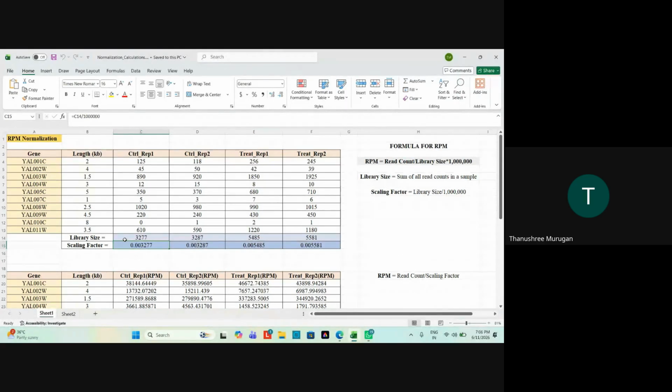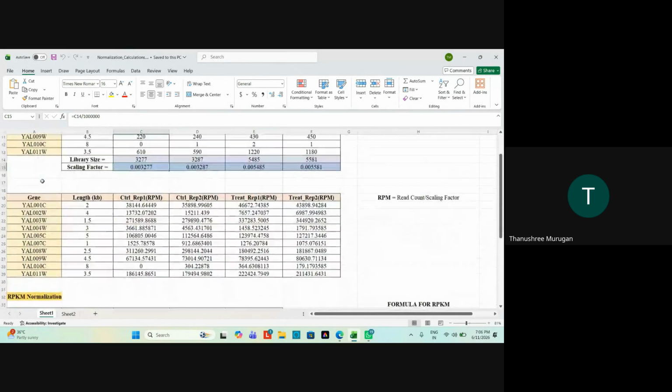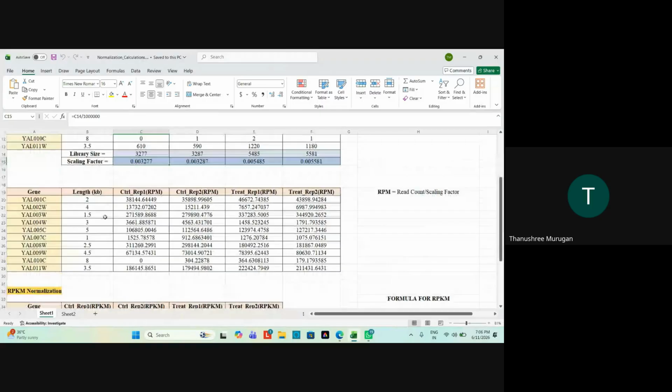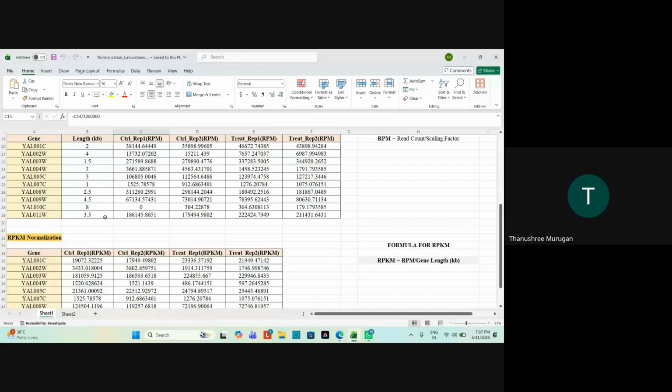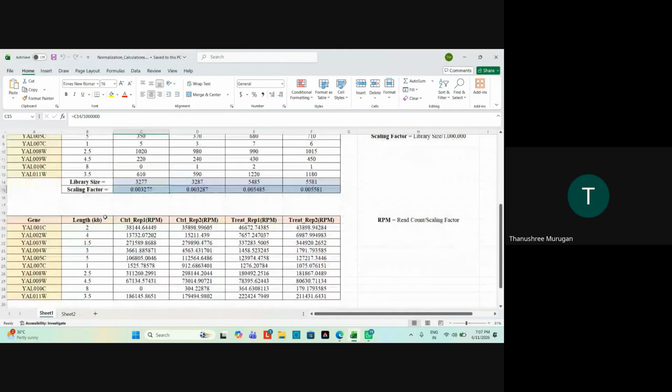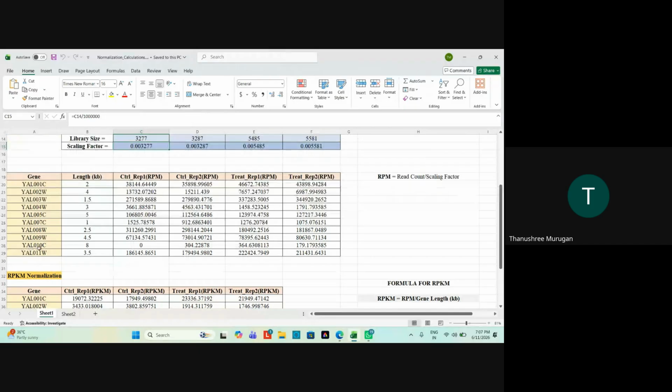One observation from the normalized result is that this gene, which is YAL003W, showed consistently high expression across all samples in RPM and the RPKM normalization and also in the TPM calculations. On the other hand, YAL010C showed very low expression values.